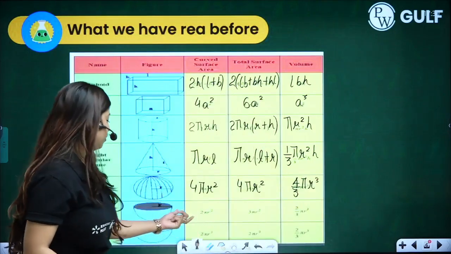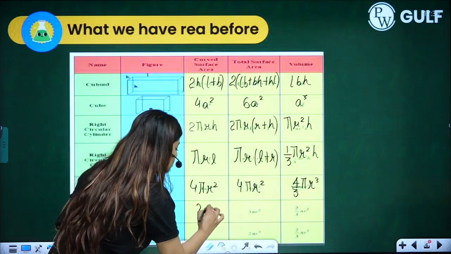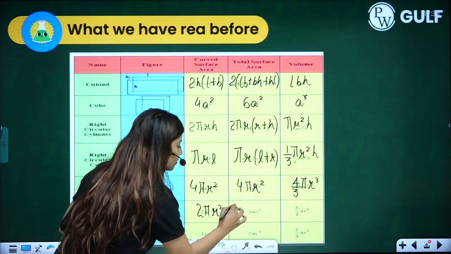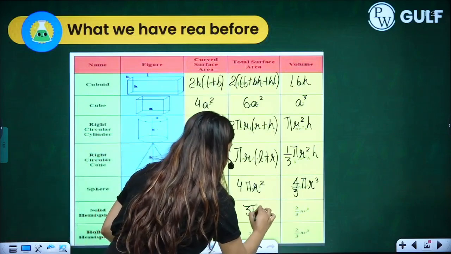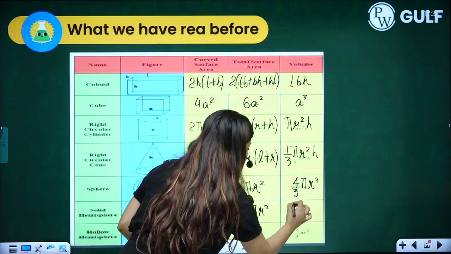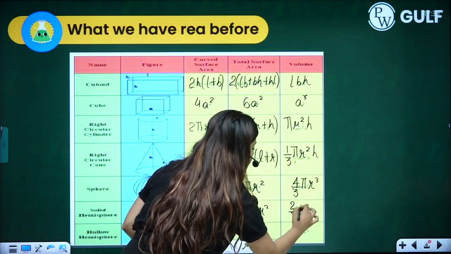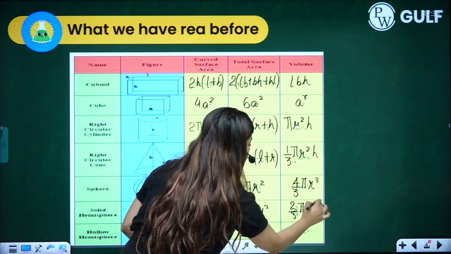The next thing that we have is, this is 2 pi r square. For hemisphere, this is 3 pi r square, and this is 2 by 3 pi r cube.